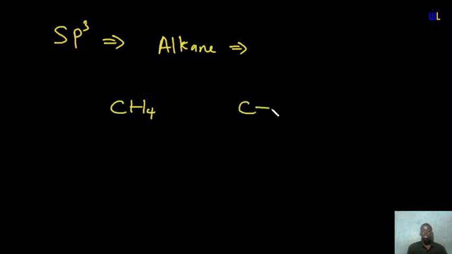Ethane is C2H6. If you are to draw it structurally, this is not an exact structure. We're just trying to put up a representation. If you are to draw this thing now, notice something. Let's count the number of atoms that are bound to this carbon.